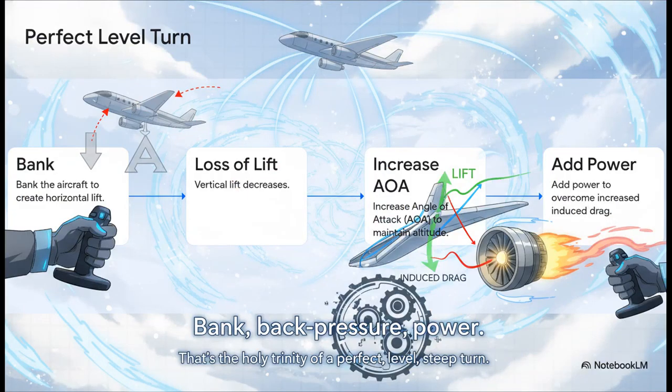But here is where the physics literally demand a response from you. Because banking the airplane tilts your total lift, your effective vertical lift drops. If you sit there and do nothing, gravity wins, and you're going to lose altitude. To compensate for that lost vertical lift, you have to pull back on the yoke to increase your angle of attack. But wait, it doesn't stop there. Increasing your angle of attack creates more induced drag, so to maintain altitude without bleeding off airspeed, you've also got to add power. Bank, back pressure, power. That right there is the holy trinity of a perfect, level, steep turn.